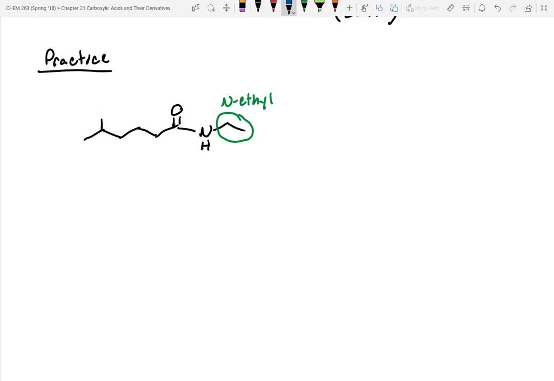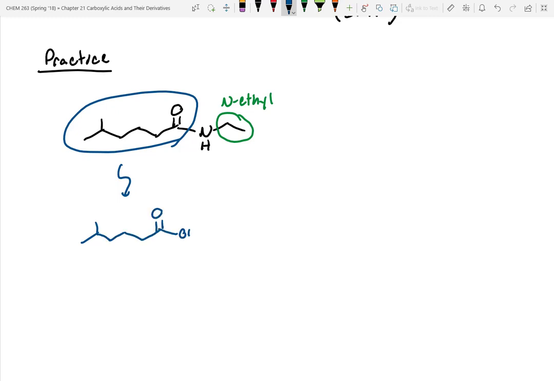Then what you can do is say, all right, what would the parent carboxylic acid be? And what I mean by that is, what would this be if it were a carboxylic acid rather than an amide? Let's try to name this. What would that be called? Yep, you want a number 1, 2, 3, 4, 5, 6. Got a methyl group coming off of carbon 5. So this would be 5-methylhexanoic acid.